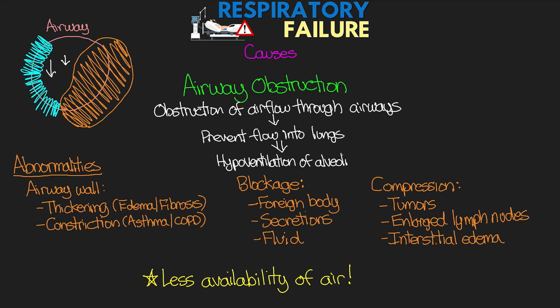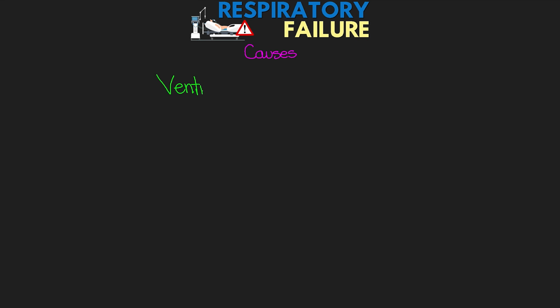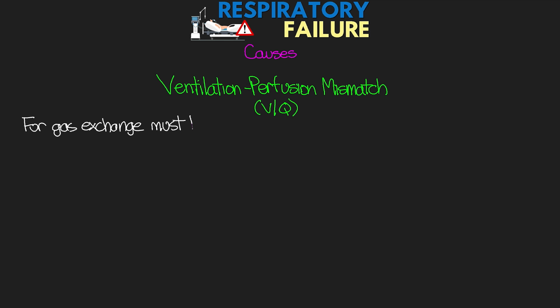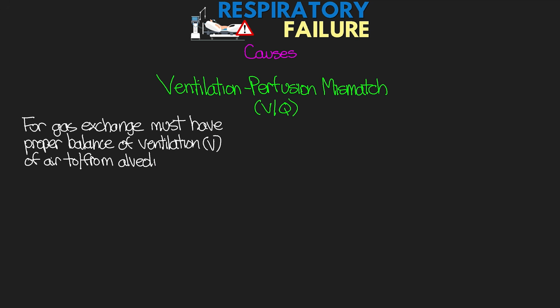And then finally, our last category is going to be our ventilation-perfusion mismatch, or our VQ mismatch. For proper gas exchange to take place, we must have the proper balance of ventilation, which is V, of air to and from the alveoli, and proper perfusion, Q, of blood to the capillary. So it's that balance of ventilation and perfusion so that we have enough ventilation going to areas that are being perfused, and vice versa, enough perfusion going to areas that are properly ventilated.